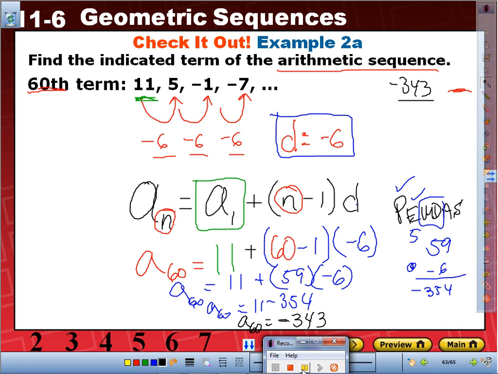How we doing? Not bad, right? So pretty much on this one, all we have to do is write our formula. We need to find our common difference and just substitute values to find whatever term they're asking us for. Okay, here we go. So that was 2A. Copy this one and see if you can do this one by yourself.